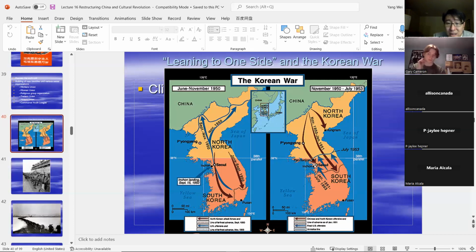It's a tie, okay? So in 1953, when the armistice was finally signed by both sides, you have this line around the 38th parallel, cutting off the peninsula, okay? So this is why there are two Korean governments today, okay? Yeah, because of China's military intervention and the United States. So you think about that.